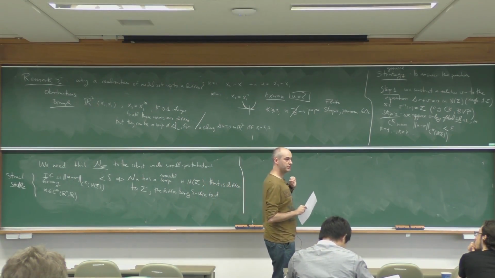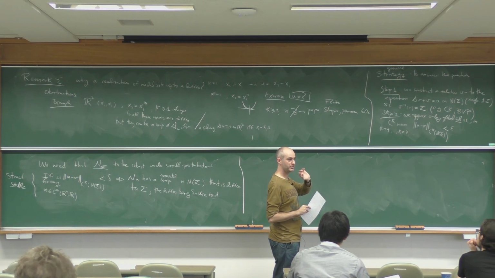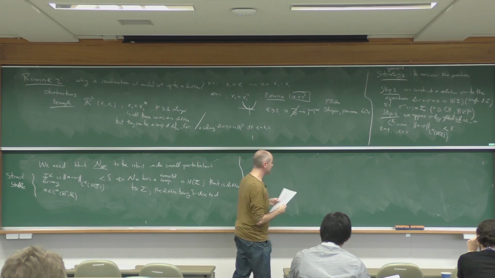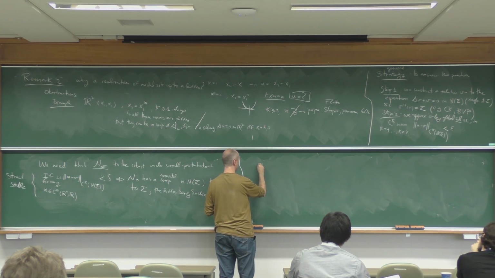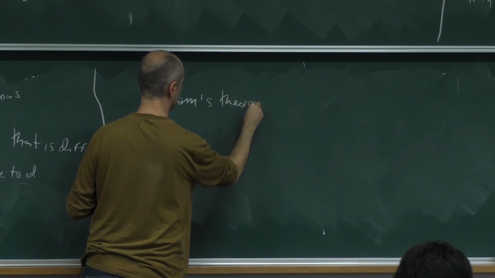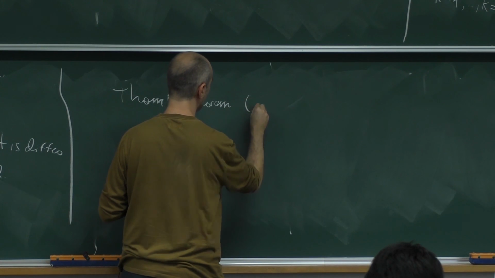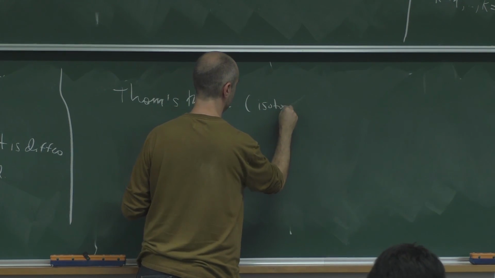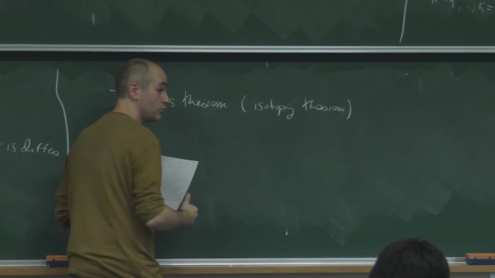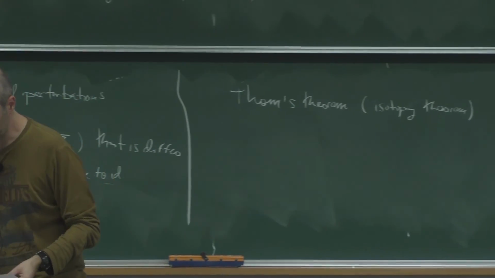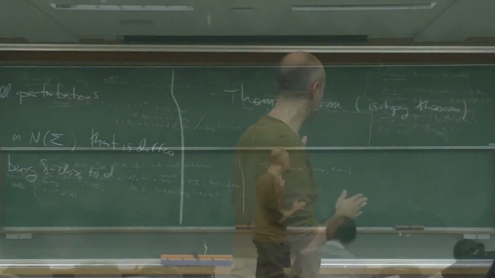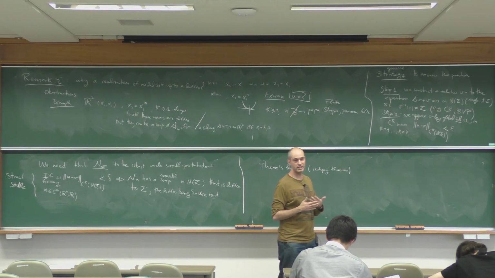And I'm finishing in one minute, or almost finished, right? So just to start tomorrow, I will start with Thom's theorem. It's sometimes called the isotopy theorem. It's a theorem that goes back to the 50s. I'll not prove it, although I'll say something about the idea of the proof. It's not very hard in this context. But I'll just use it.